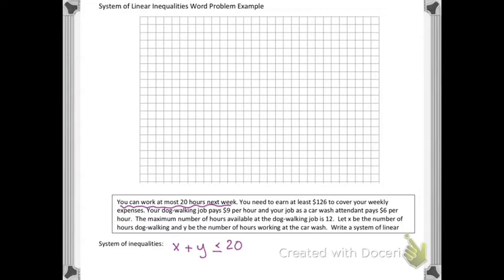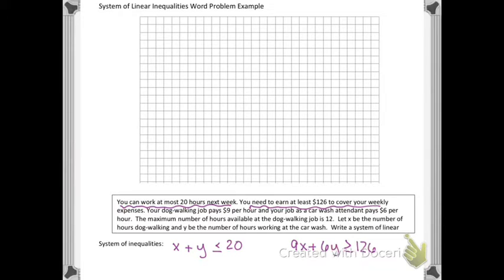Okay, next, let's read that second sentence. The second sentence says you need to earn at least $126 weekly to cover your weekly expenses. So at least 126. That means we can earn equal to 126 or greater than. Your dog walking job pays $9 per hour. Dog walking is the X, so you can make 9X dollars dog walking. And the car wash is $6 per hour, so 6Y.